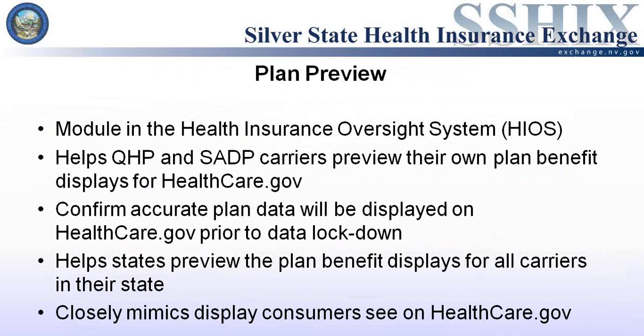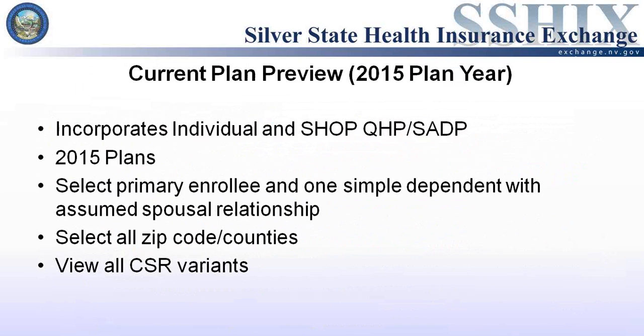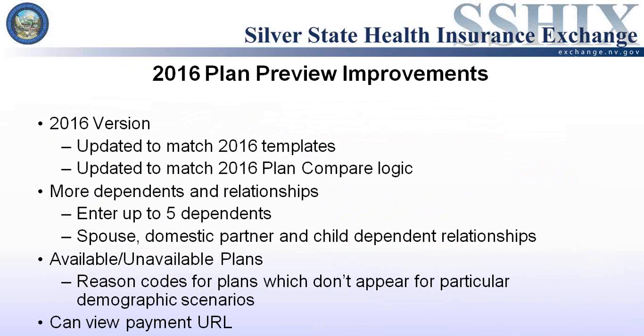So if you haven't done that already, be sure to get that done. So you'll be able to test the various scenarios in HIOS, and then you'll be able to correct the errors. You're going to correct the errors by updating the data templates and resubmitting, or you're going to use the data change request procedure.